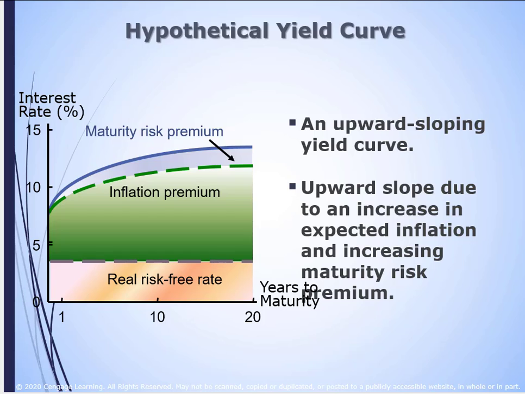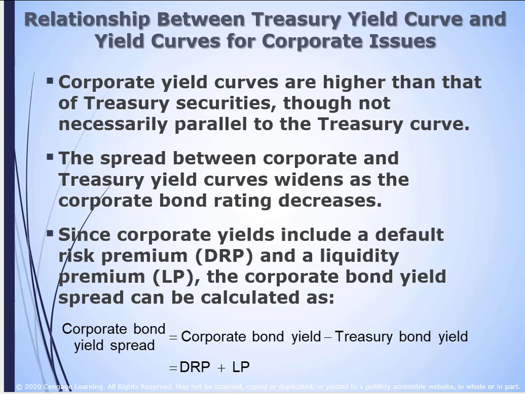Now we can incorporate this. This is how it comes out graphically. Here's the real rate. You add the inflation premium, add the maturity risk premium. This should be an upward sloping curve in a usual kind of economic environment.